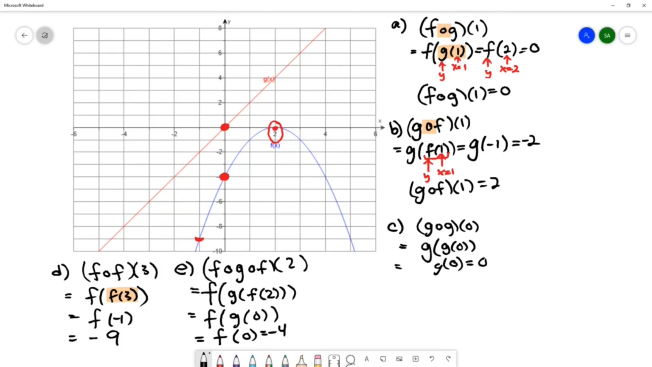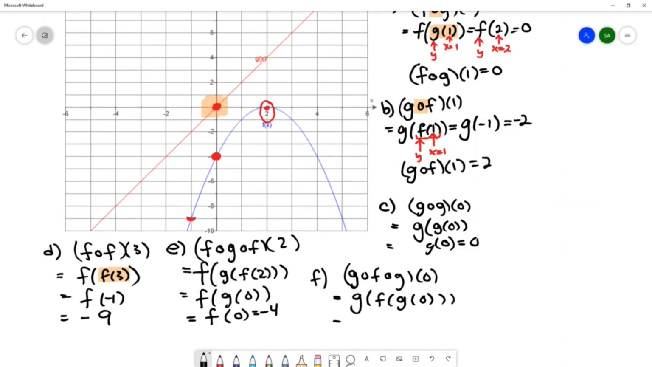And we finally have one more to go. That's g composed with f. This is part F. g composed with f composed with g of 0. And on this one, we'll rewrite it as g of f of g of 0. And we've already seen a few times that g of 0 is 0. So we're going to replace g of 0 with 0.